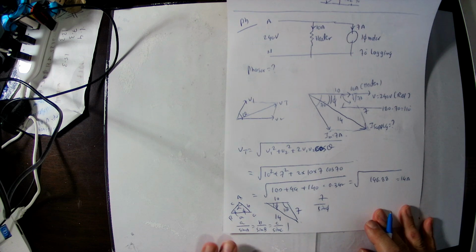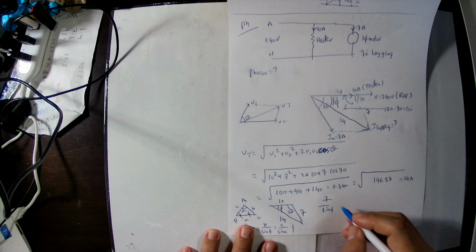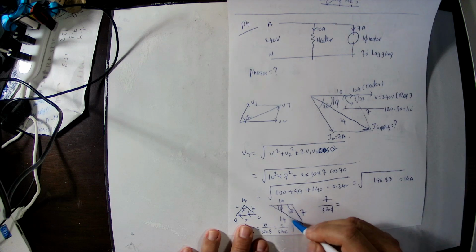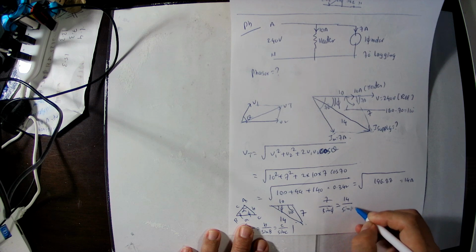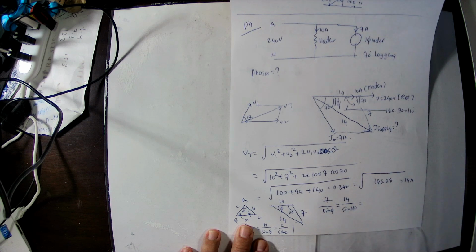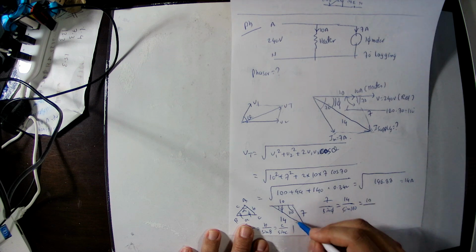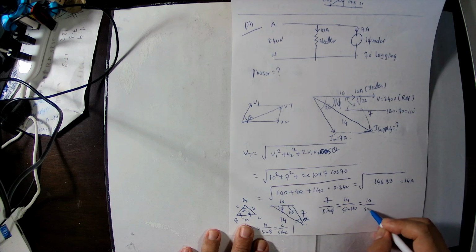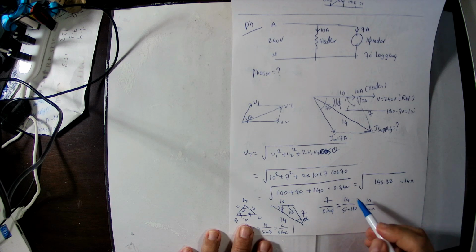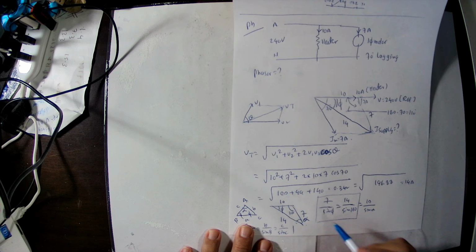7 by sine phi equal to 14 by sine 110. So this is 10, and 10 by this 4 is sine theta. So this is sine alpha, so 10 by sine alpha. So we only have to concern about this one: 7 by sine phi equal to 14 by sine 110. So this is the way we calculate.